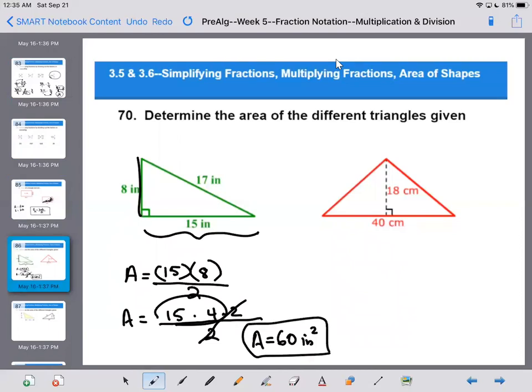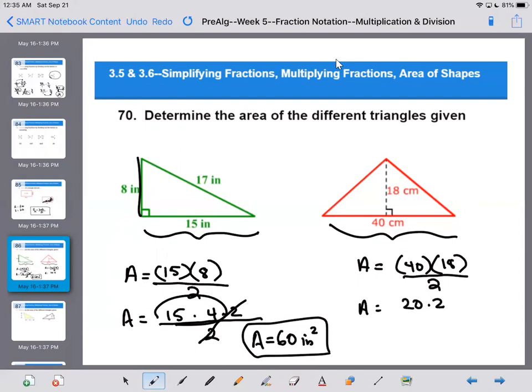On the red triangle, we see the base is 40. So we would say area equals the base multiplied by the height of 18, all divided by 2. So we could look at 20 multiplied by 2 multiplied by 18. When we divide it by 2, this would disappear. So we would have 18 times 2, which would be 36 times 10, we would have 360 square centimeters.